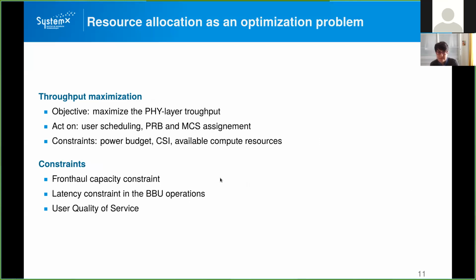Sometimes you will want to maximize the throughput that is served by the network, and here you will have to act on scheduling and on the radio resource assignment, and you will work under the constraint of the available compute resources that you have. Anyway, the constraints that are very important in these settings are the capacity of the fronthaul that you should take into account in your problems, the latency constraint on the BBU operations, which is the thing we were saying before, processing needs to happen within the hard deadline, and the user quality of service.